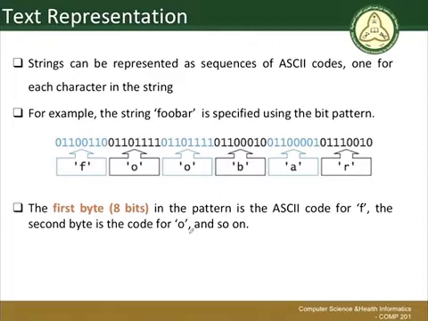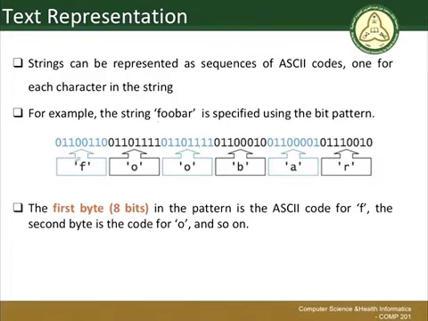Strings, on the other hand, are a sequence of characters. It's a collection of characters, and so they are a sequence of ASCII codes, one for each character in the string. In programming languages we use single quotation marks or double quotation marks for a string, and this is the way it's going to be represented, by a sequence of ASCII codes. So this is the code for this one, or this is the code for that one, and so on.